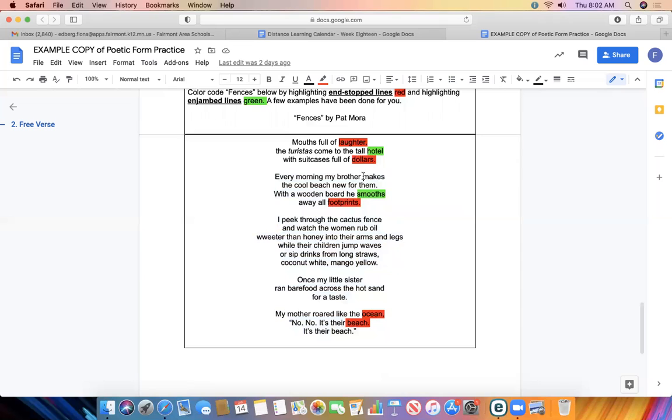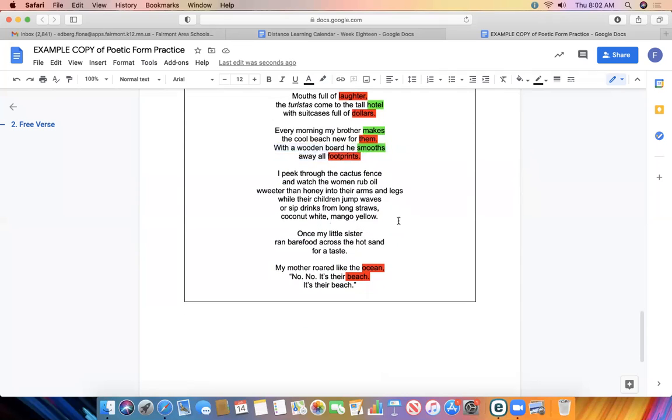Going through, makes is going to be enjambed. There is no punctuation after it, and it flows into the next line of the poem here. However, them, you're going to notice there's a period after it, and it does not go into the next line of the poem. It stops there. It finishes up a particular thought. So them is going to be red. That is end stopped. These next two examples were in there for you already.